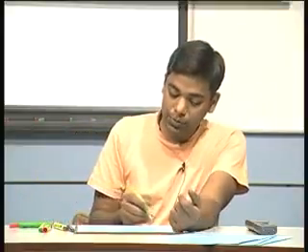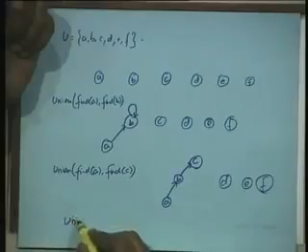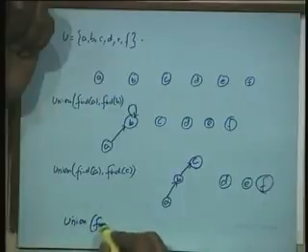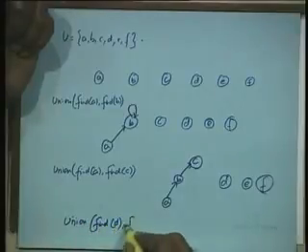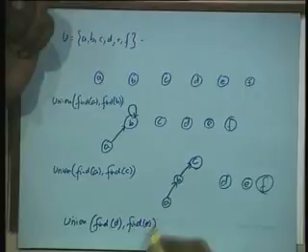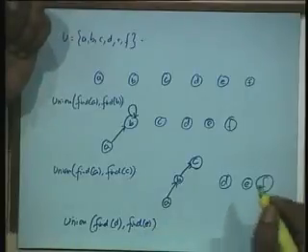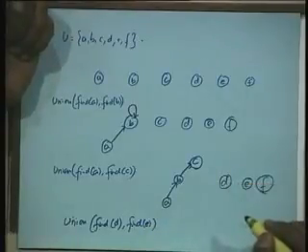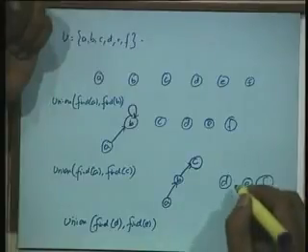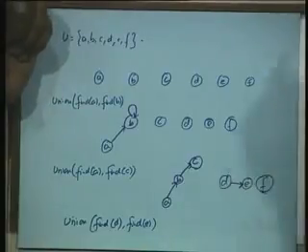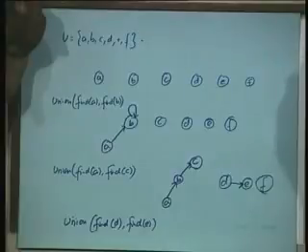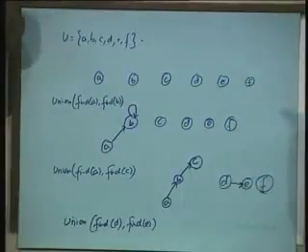Suppose at this point I did another operation, which was union of find D and find E. What will I do? I link up the roots for D and E. So let's say I decide to make D point to E. Now as you can see, D and E are not alone.